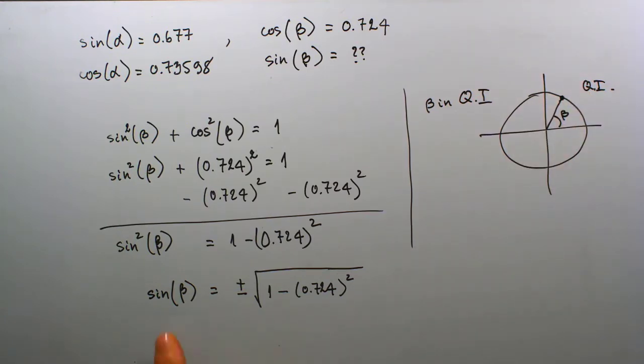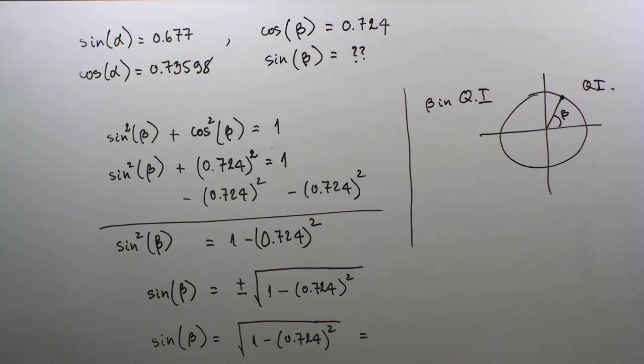And so that means our sine of beta here has to be a positive value. So we're going to take the positive square root. That means in the next step, sine of beta equals the positive square root of 1 minus now 0.724 all squared. All right. And again, calculation shows that we have 0.6898.